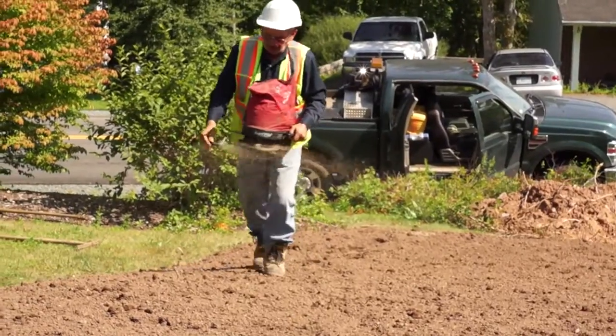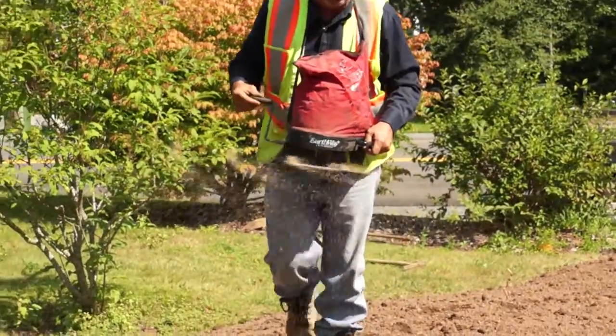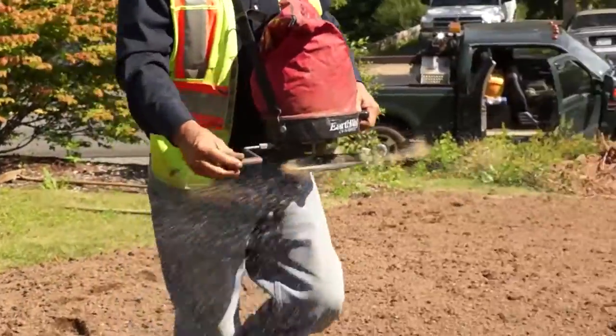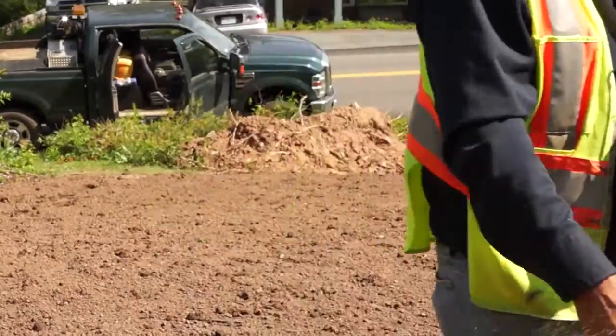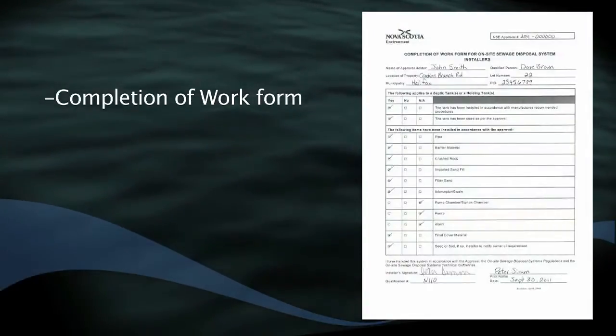Seed or sod is applied to the bed. Hay or straw may be applied to the bed to help minimize erosion. When the system is complete, including seed or sod, the installer must complete a completion of work form and provide a copy to the qualified person.